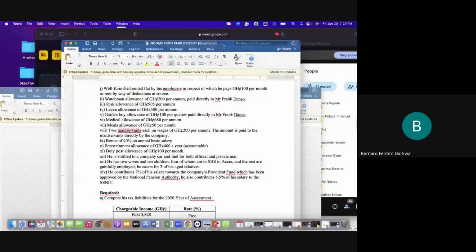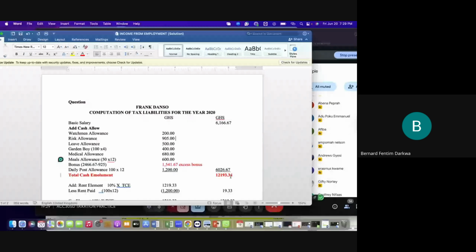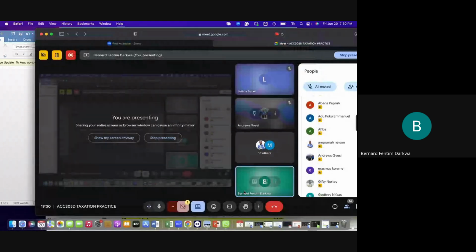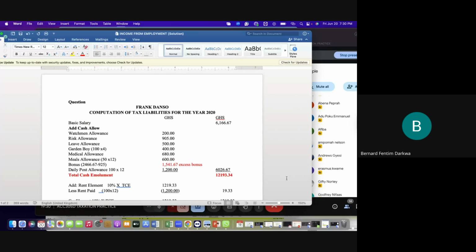Okay, so let's continue. When you get all the allowances together, I hope after the total cash emolument, everybody is okay with that. Huh? Hello? Yes, sir. Up to this one, everybody's okay with that one. So if that is the case, yes, sir.